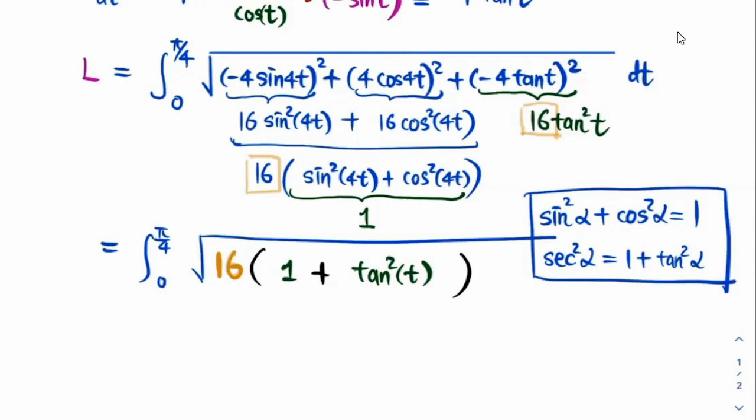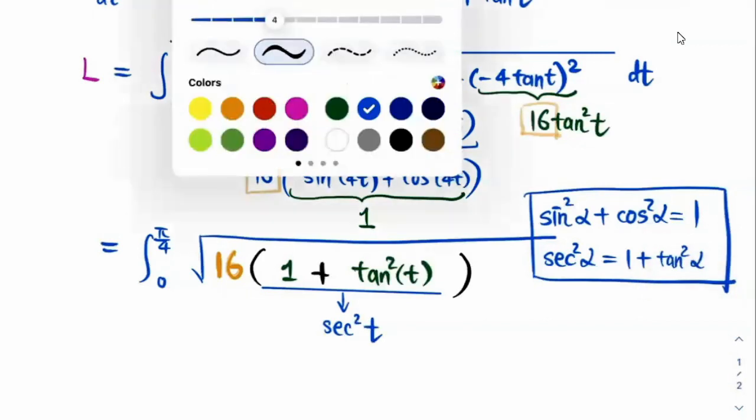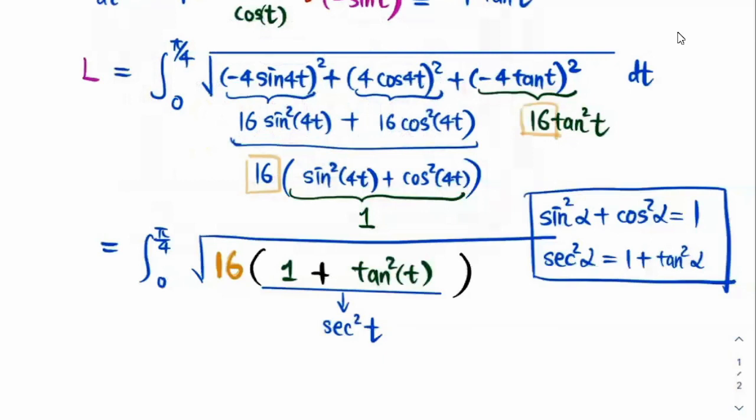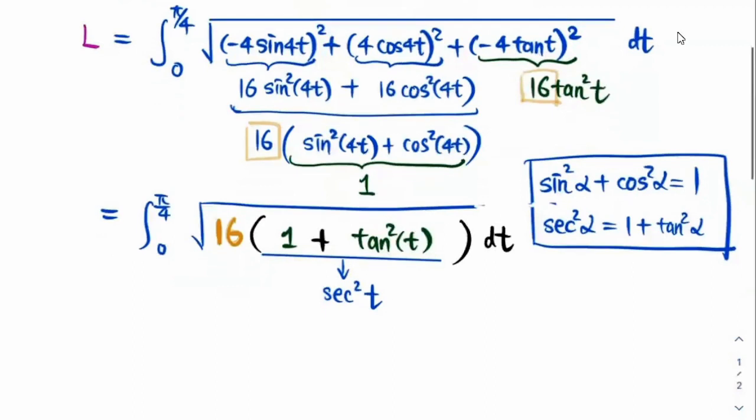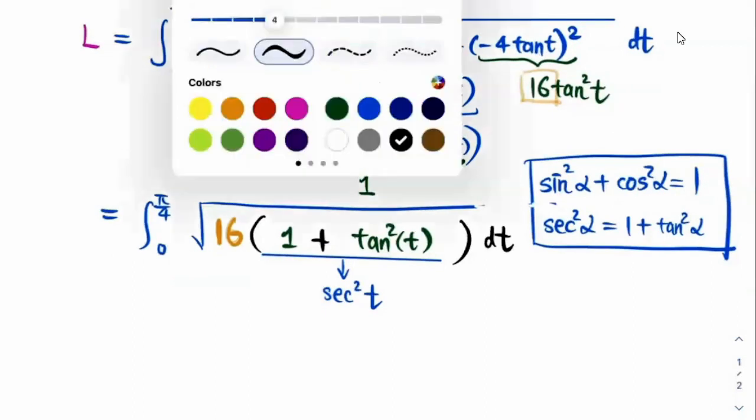So now, what does this become? Secant squared? Yes, you got it. So that becomes secant squared of t. Oh, not alpha, t. Okay. Oh, don't forget, I forgot to put the dt at the end. So let me put this one. So that's dt outside here. All right, now let's finish this.